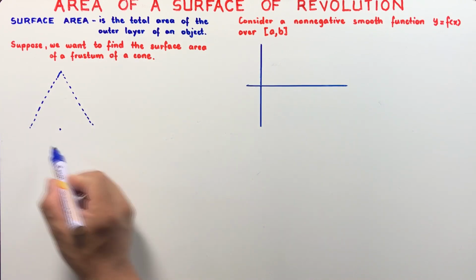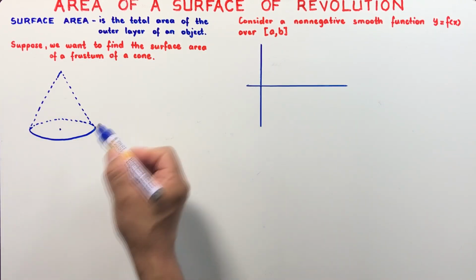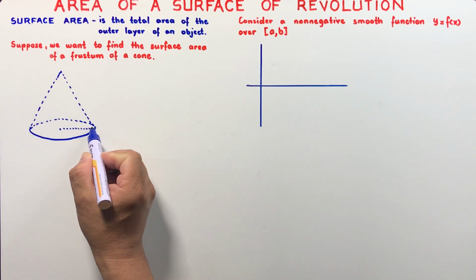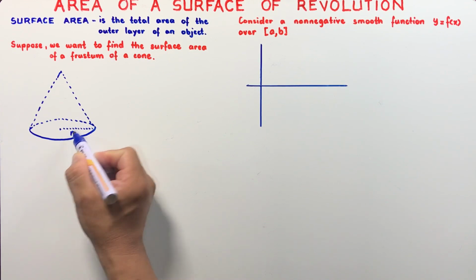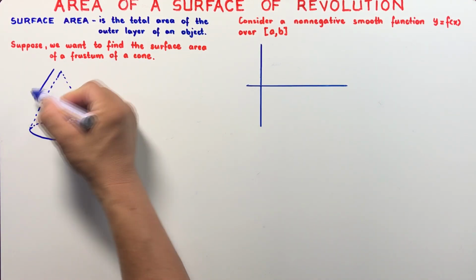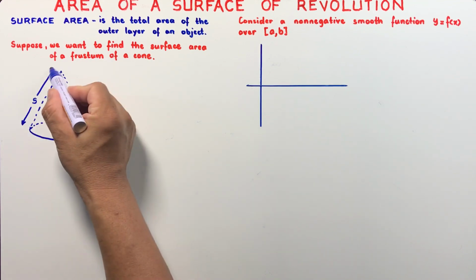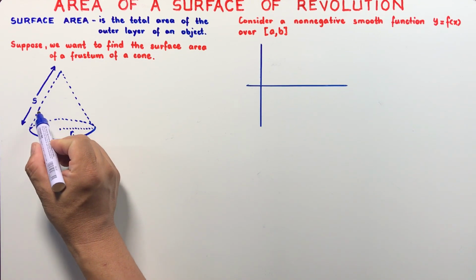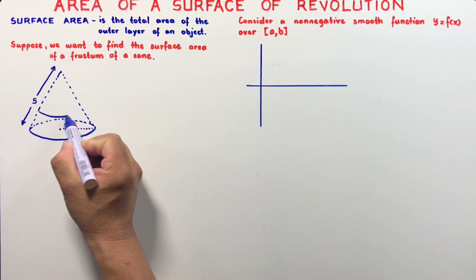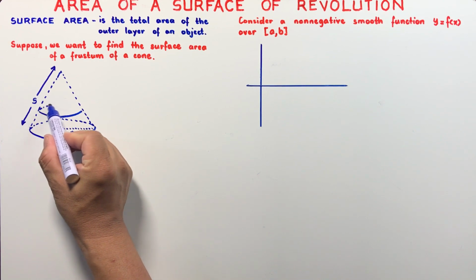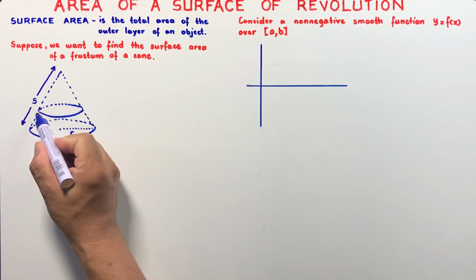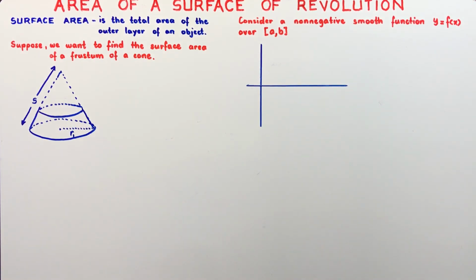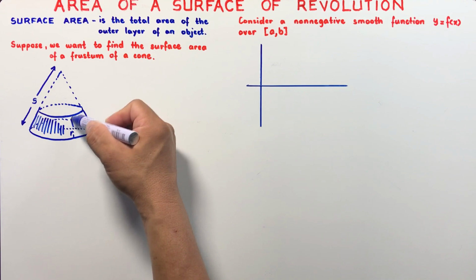So I will be drawing the cone here, and suppose this is the radius of the cone, say r sub 1, and it has a slant height of, say, s. But because a frustum is just a part of a cone, where we take out the upper portion of the cone, this solid line is just illustrating the frustum of a cone, this one here.